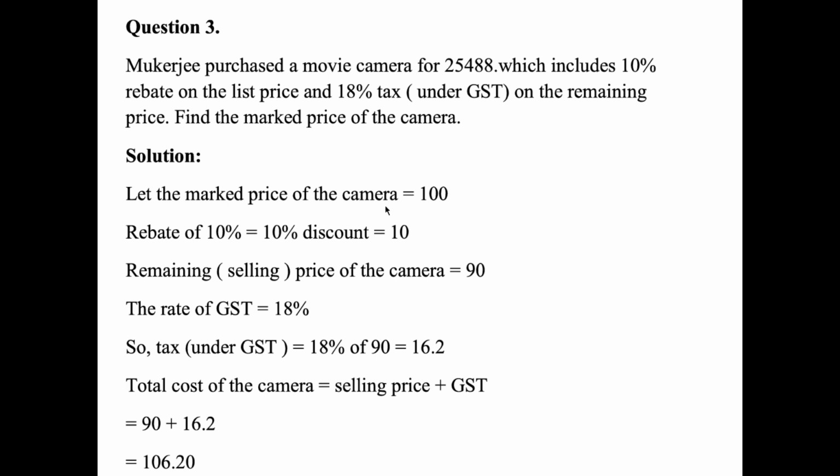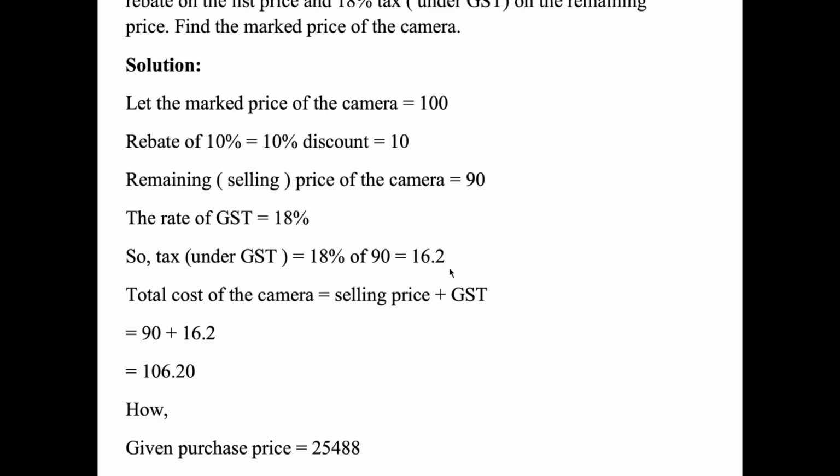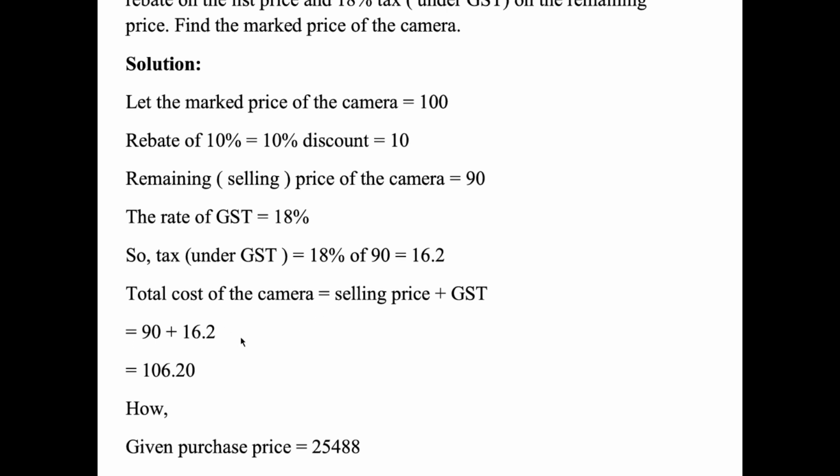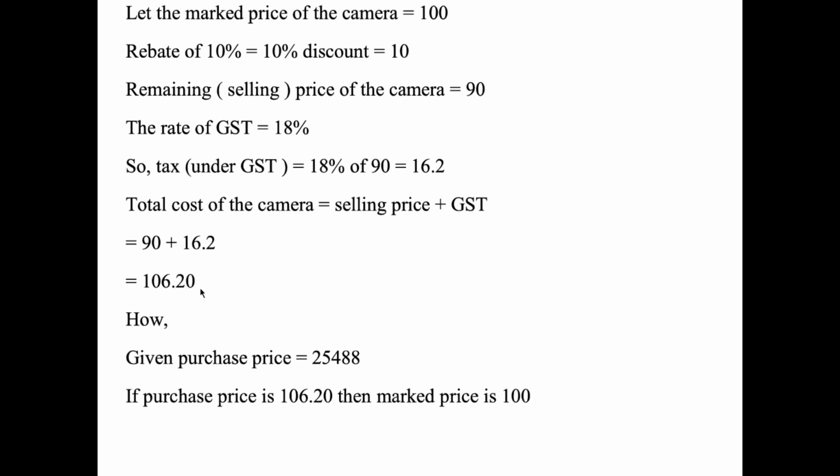So the marked price of the camera, let it be 100. Rebate 10% means discount is equal to 10. So the remaining, that is the selling price of the camera, is 90. Now the rate of GST is 18%. So 18% of 90 comes to 16.2. So the total cost of the camera is 90 plus 16.2, that is 106.20.